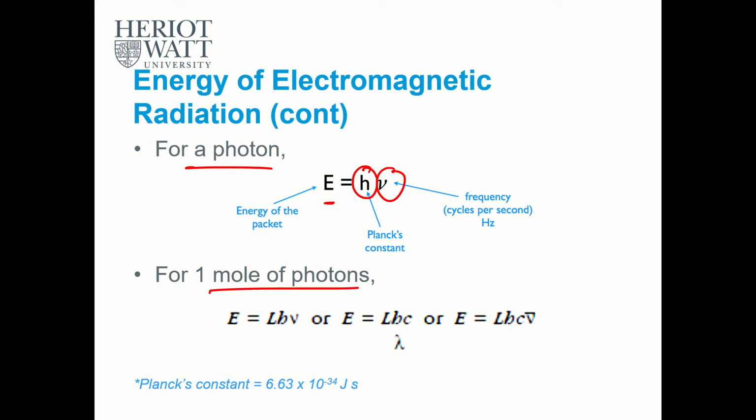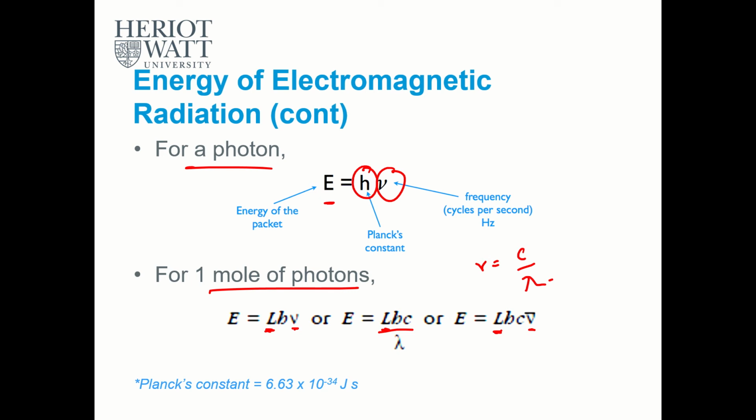For 1 mole of photons, as we know in chemistry, 1 mole means we have to include the Avogadro constant, and that is why L has been included. And we have 3 different versions of the formula. You can change them accordingly. So this is frequency, and frequency also equals c over lambda based on the equation given just now, right? So you can change it into another version, which is LhC over lambda. Or you can change that in terms of wave number, LhC times wave number.